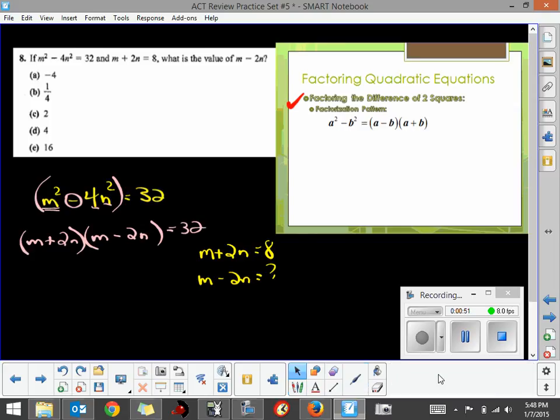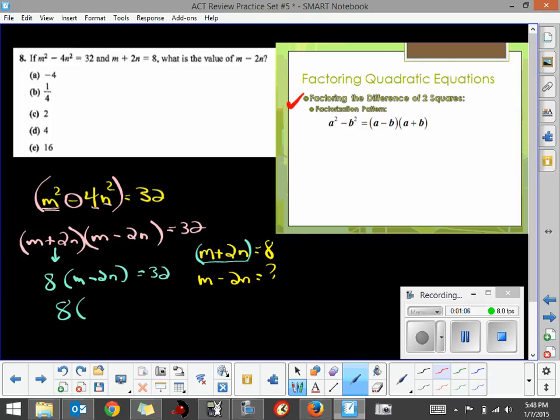Now, by the principle of substitution, we know that the m plus 2n number is nothing more than an 8. And 8 times this m minus 2n number has to equal 32. Well, what number do you multiply times 8 to get 32? I just want to divide that by 8, and that number would be 4.